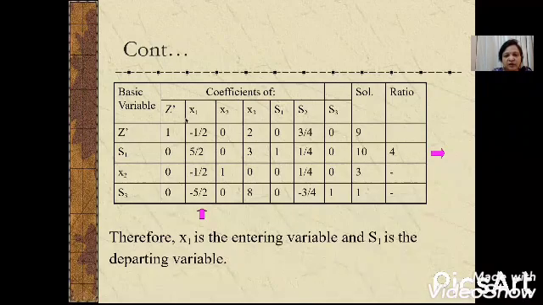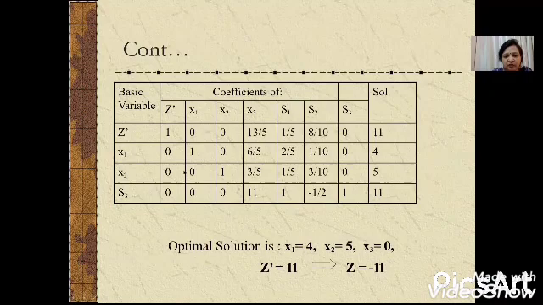Now from this table we can see that x1 is the entering variable. Again using the ratio, we can see S1 is the departing variable, and after the conversion of this table, we get the new one, this one.